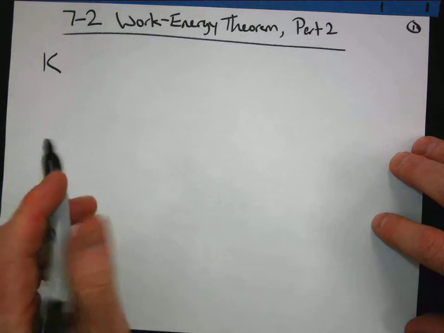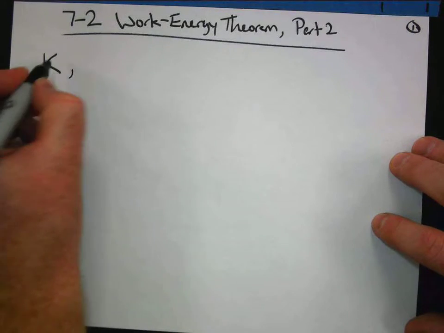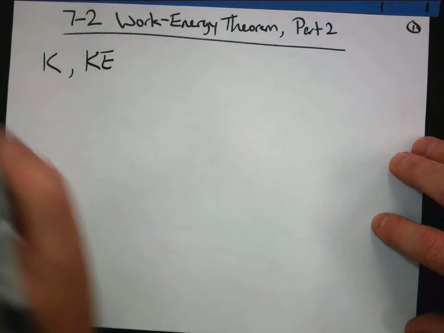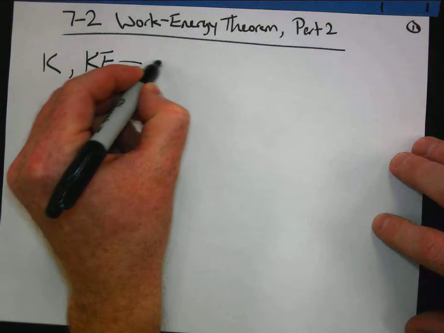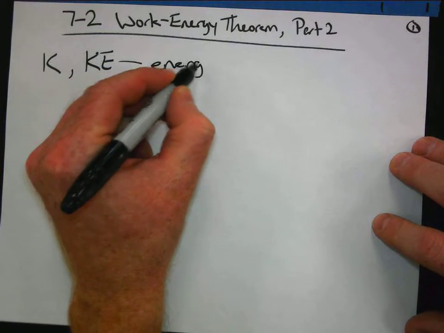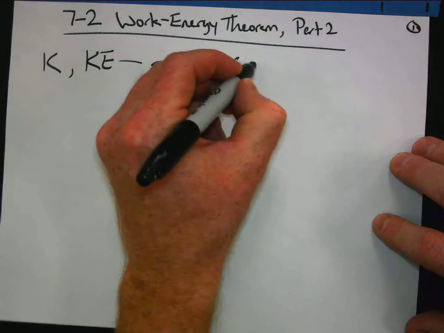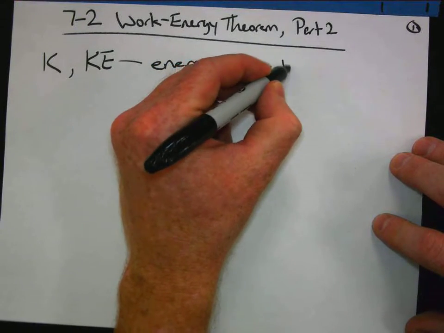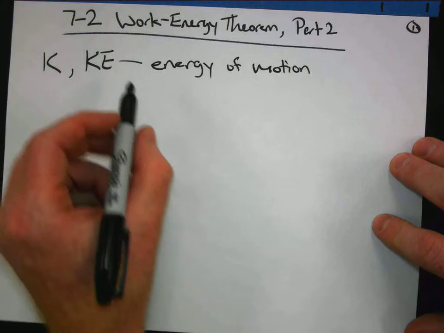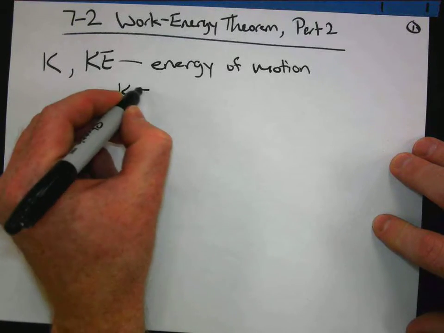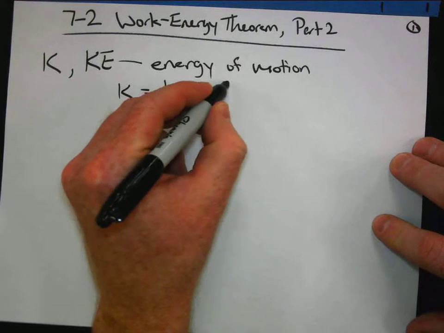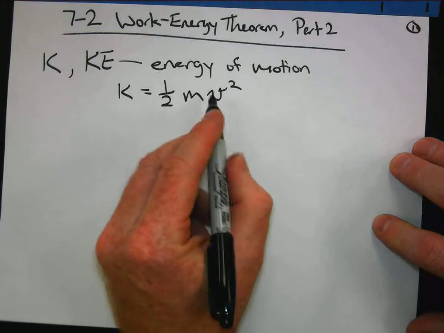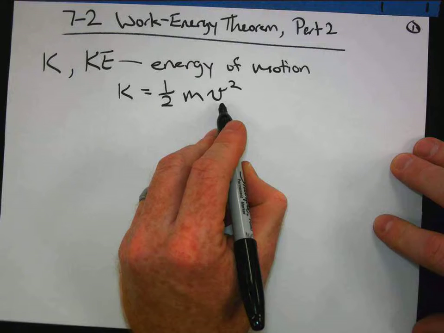Sometimes you'll see a K. That's how our textbook writes it. Sometimes you'll see kinetic energy, KE. That's fine. The simplest way of thinking of this is the energy of motion. And the reason is, if you think about the relationship between kinetic energy and mass and velocity, if there is no motion, if velocity is zero, well, you have no kinetic energy.